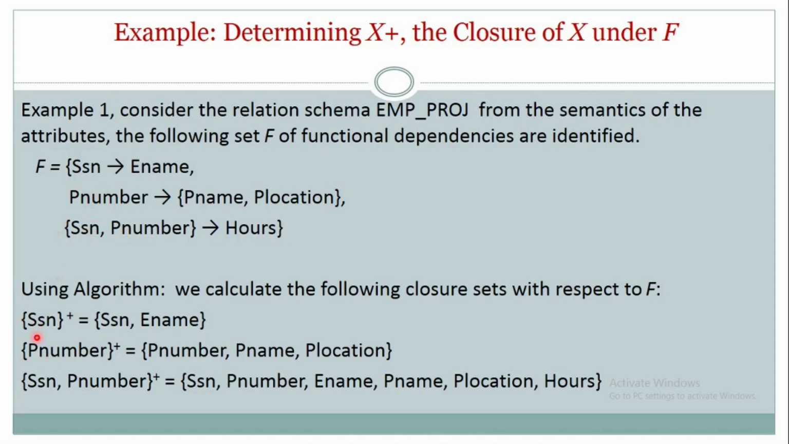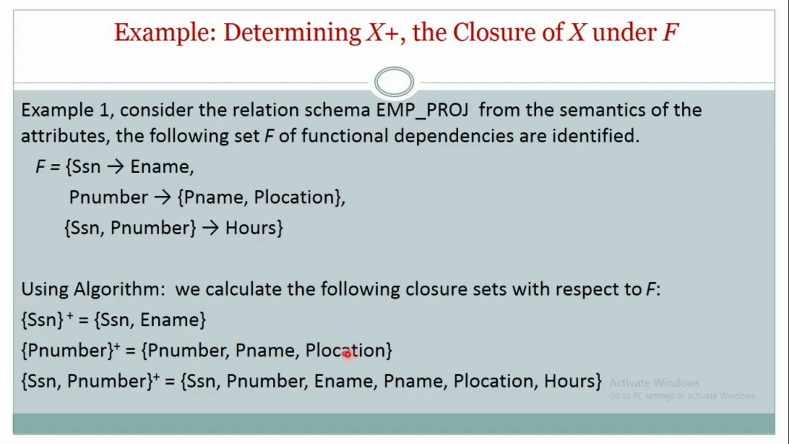As per the reflexive rule, an attribute can determine itself. So SSN can determine SSN, and based on the functional dependencies, SSN can determine employee name. So the closure of SSN is SSN, employee name. What is the closure of project number? As per the reflexive rule, project number can determine itself, and then it can determine project name, project location.